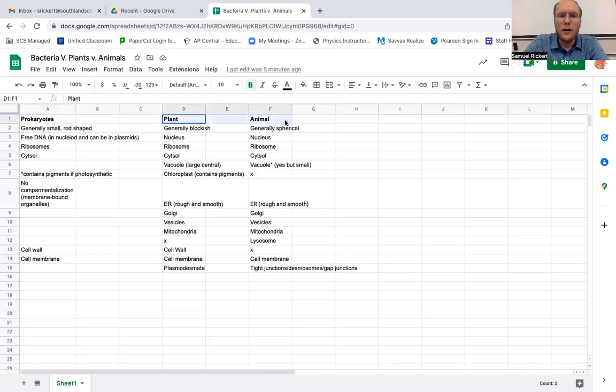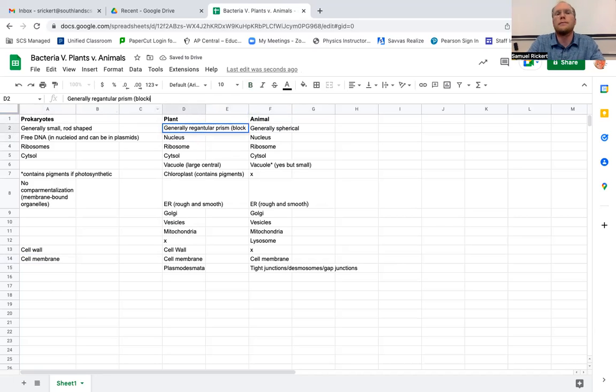Now looking at eukaryotic cells, and in this class we will spend most of our time talking about plants and animals. Plants and animals have a much larger size. Plants are generally blockish, meaning they're more rectangular, like a rectangular prism, or a block, and animals are more spherical.